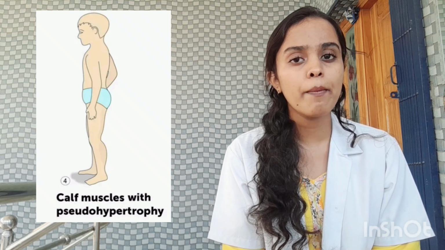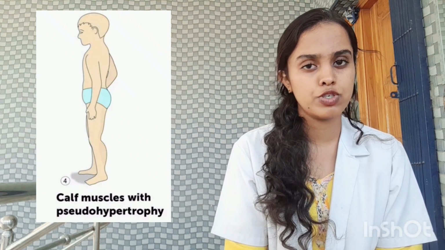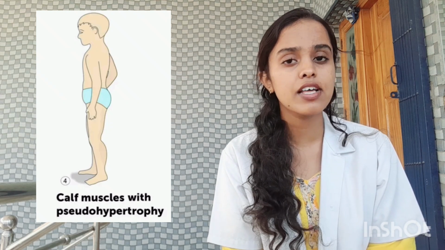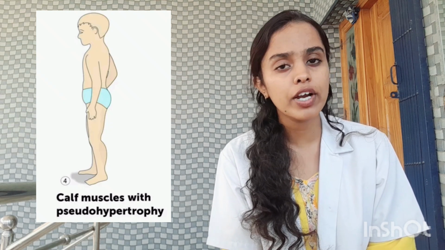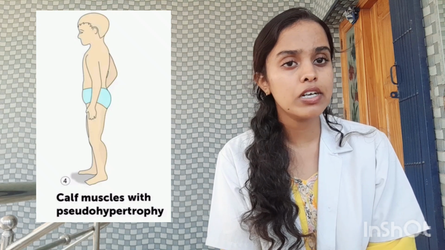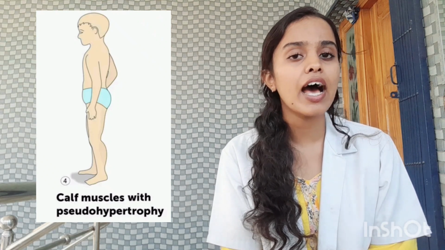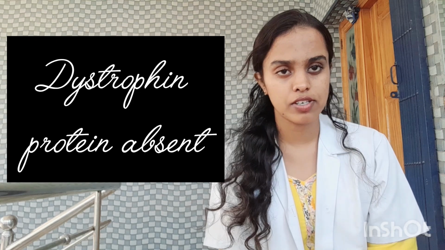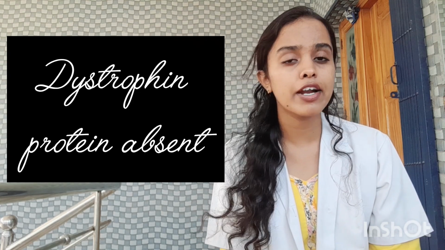Hypertrophy is when your muscles become bigger than usual, but pseudo hypertrophy means these are not real muscles. The real muscles are broken down since there is no proper dystrophin protein, and they are replaced by fatty tissues. In Duchenne muscular dystrophy, the dystrophin protein is lost. Because of this, the muscles undergo constant breakdown and the patient tends to lose their capacity to walk independently.